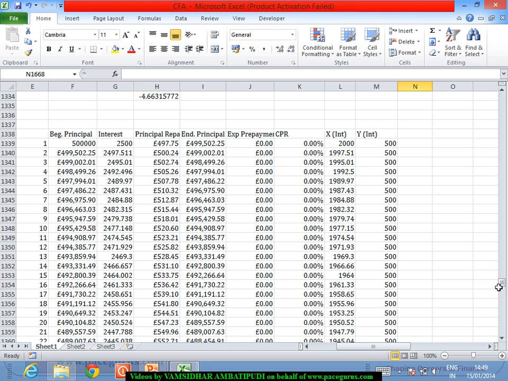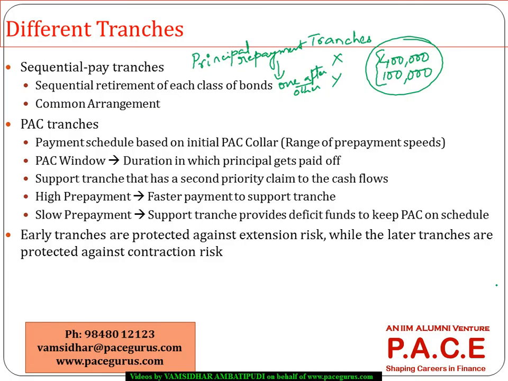The parties who are receiving the cash flows much earlier, the tranche X, are exposed more and more to the contraction risk. Early receivers are exposed more and more to contraction risk, whereas they receive some kind of protection against the extension risk.